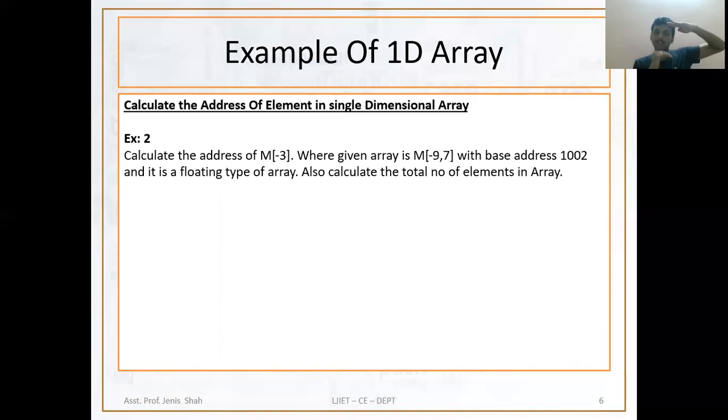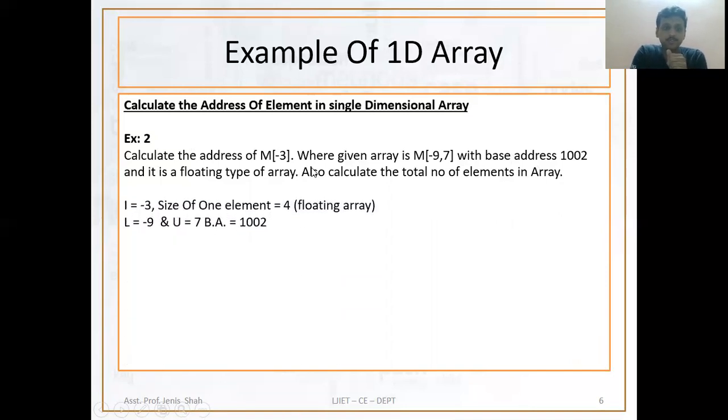Here minus 9 is the lower bound, 7 is the upper bound. Fine. Okay. So the base address is 1002. It's a floating type array, so that means size becomes 4. Calculate the total number of elements in the array, and also calculate the address of a of minus 3.